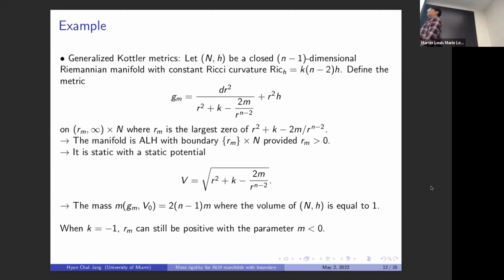We can choose either way. The reference manifold can be Poincaré-Einstein or locally hyperbolic. Right, so we are not restricting ourselves to the reference manifold being locally hyperbolic only. Okay, any other question?